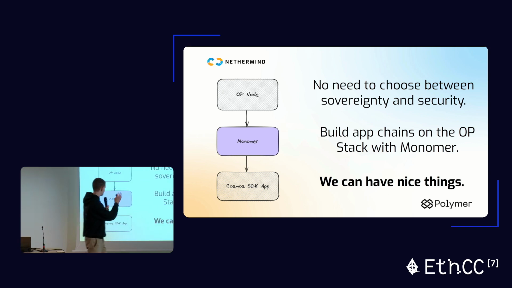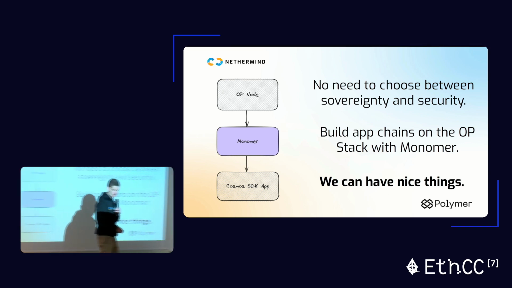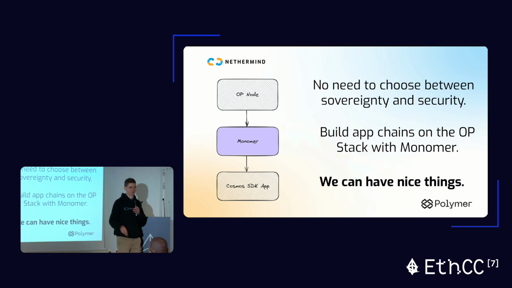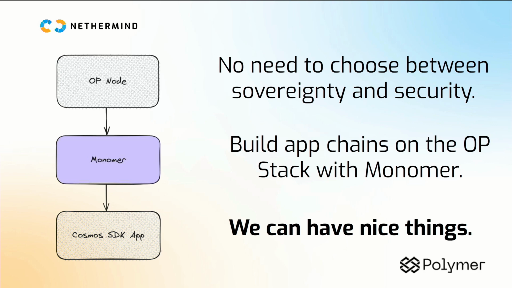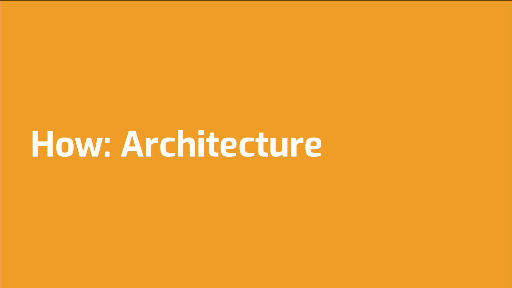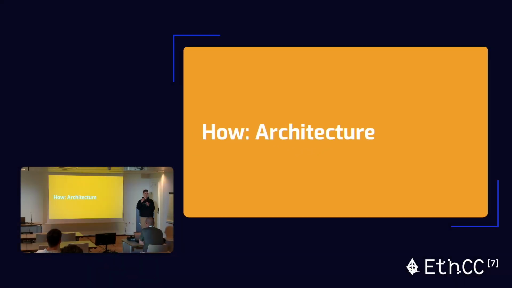Okay, yeah, so the thesis is you don't need to choose between sovereignty and security. You can build Cosmos SDK applications on the OP stack with Monomer, and this gives you really nice benefits that we'll discuss toward the end of the talk. Okay, so I want to discuss how this is actually accomplished, because it may not be immediately clear how we take something from a completely different ecosystem, Cosmos, and deploy it on the quintessential Ethereum product, the OP stack.